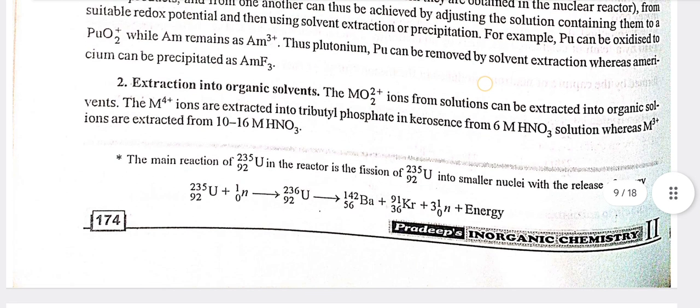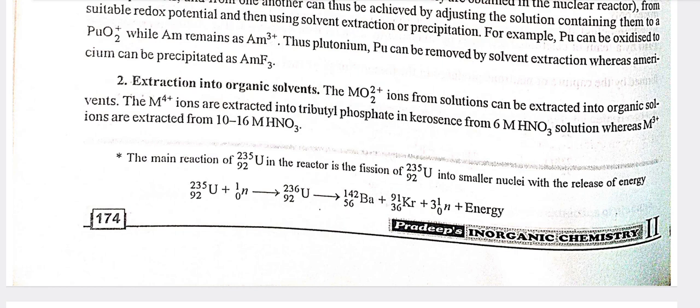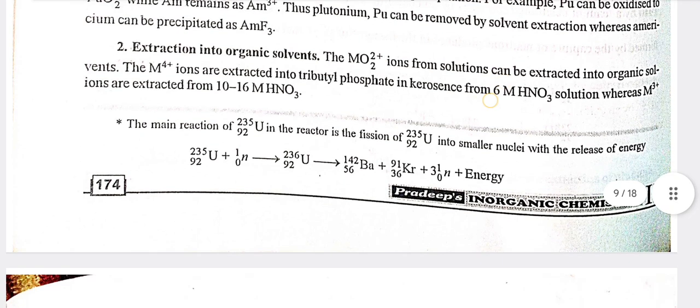Extraction into organic solvents. The MO2 2+ ions from solution can be extracted into organic solvents. The M4+ ions are extracted into tributyl phosphate in kerosene from 6 M HNO3 solutions, whereas M3+ ions are extracted from 10 to 16 M HNO3.